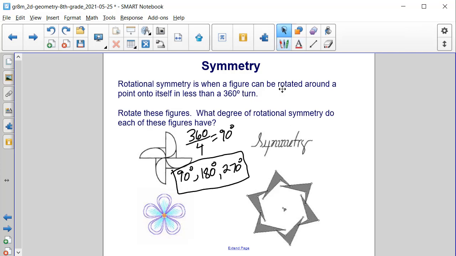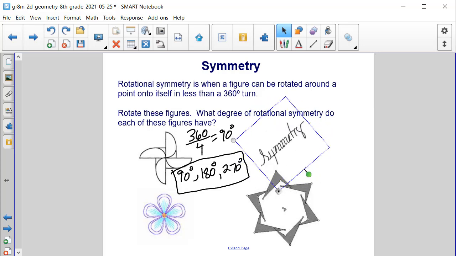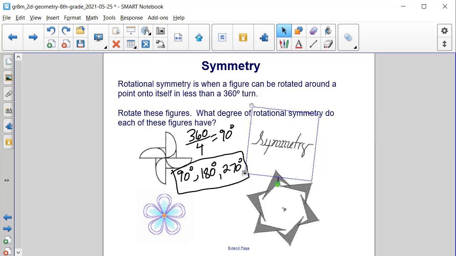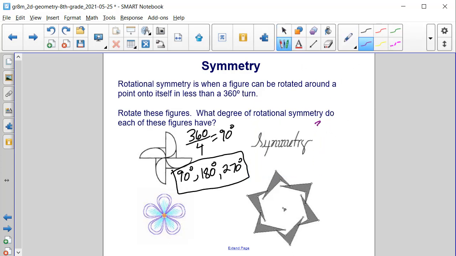All right, now let's look at this next one. It says the word symmetry written in sort of a cursive manner. So if we take this and we rotate it, oh, that mapped onto itself. That's 1 and 2. So if we do 360 divided by 2, we get 180 degrees. So that's our first one. And if we add 180 again, we get 360. So that one is not counted.